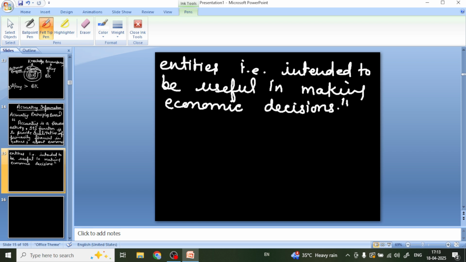You can say, what is accounting information? According to the Accounting Principles Board, accounting is a service activity which provides qualitative information, primarily financial in nature, about economic entities, which is intended to be useful in making economic decisions.